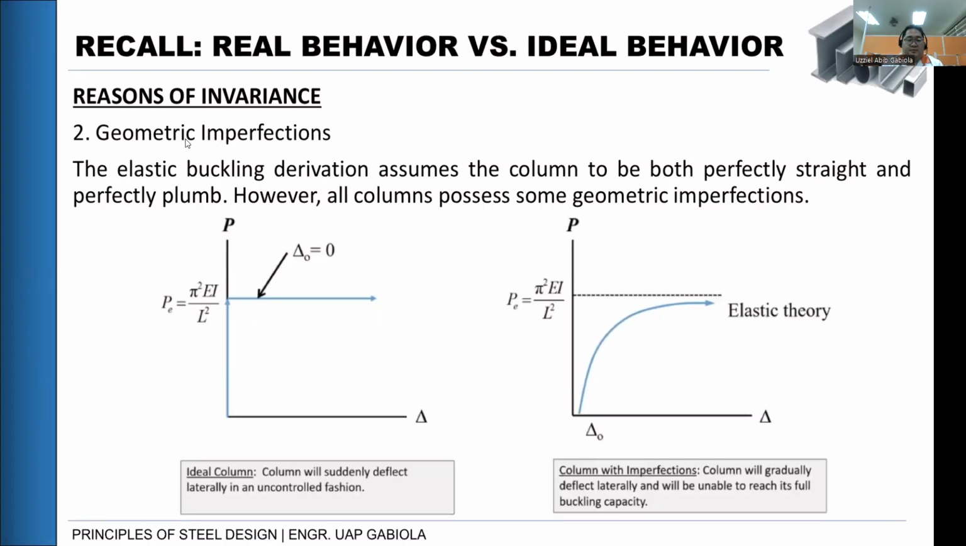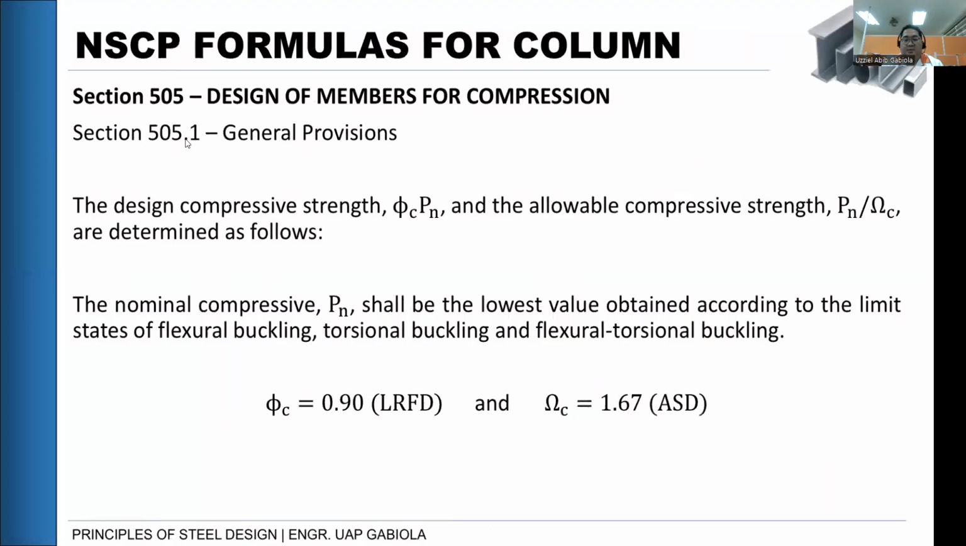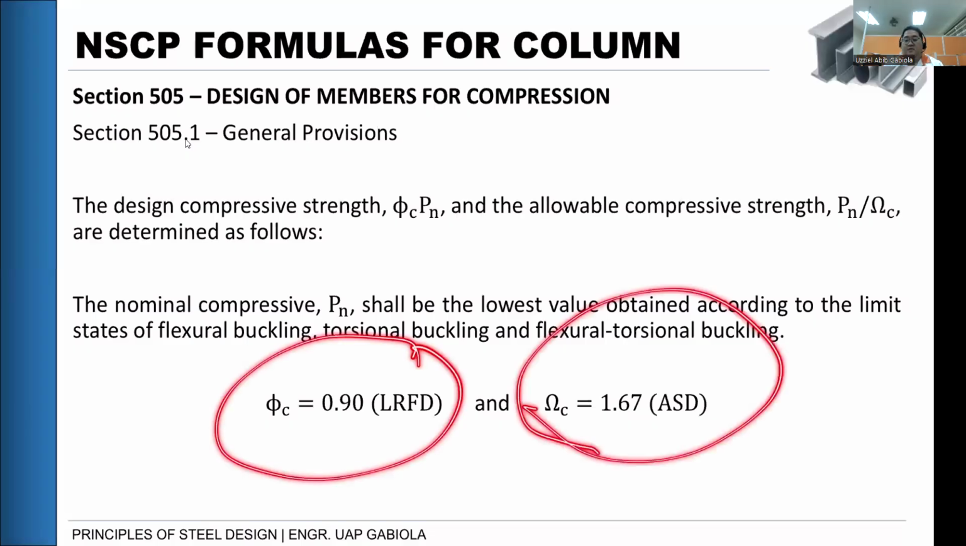on our stress value. So we now go to the NSCP code, Section 505, the design of compression members. Our goal when we analyze is to know the load carrying capacity, or the P value, of our column. For LRFD, we use 0.9, and for ASD, we divide by 1.67.